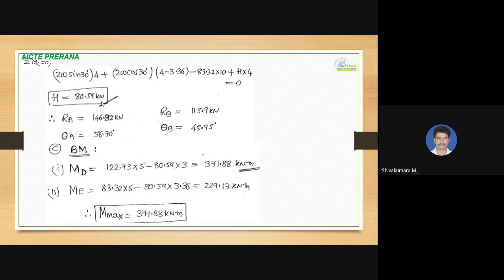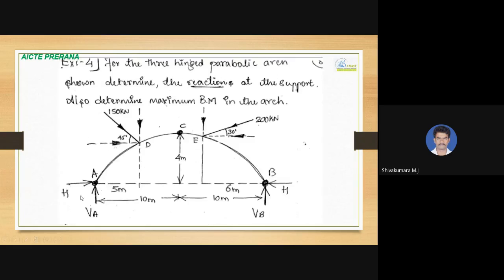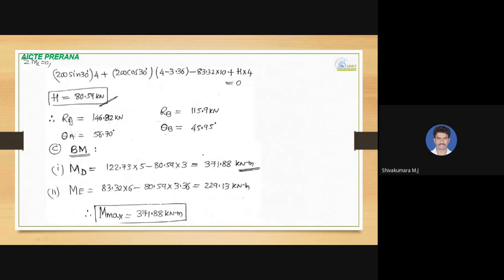Okay, and then the resultant component of V and H, that is VA and H. RA will be equal to root of VA square plus H square, and RB will be equal to root of VB square plus H square. If we do so, we'll get the resultant reaction at A and resultant reaction at B. So RA and RB, it is done. And theta A and theta B, the direction of RA and RB, we have calculated here. That is theta A equal to tan inverse of VA divided by H, and theta B equal to tan inverse of VB divided by H. Okay, if we do that, we'll get 56.7 degree and then 45.95 degree.